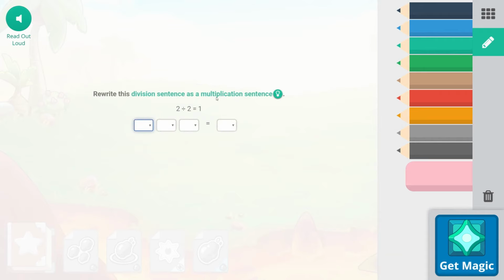Write this division sentence as a multiplication sentence. So remember, we have our parts. We have our whole. The whole goes over here. The parts go over on this side. And sorry for the colors being the same.